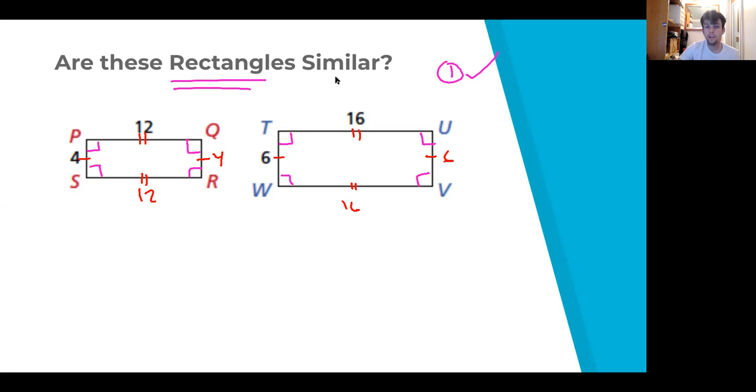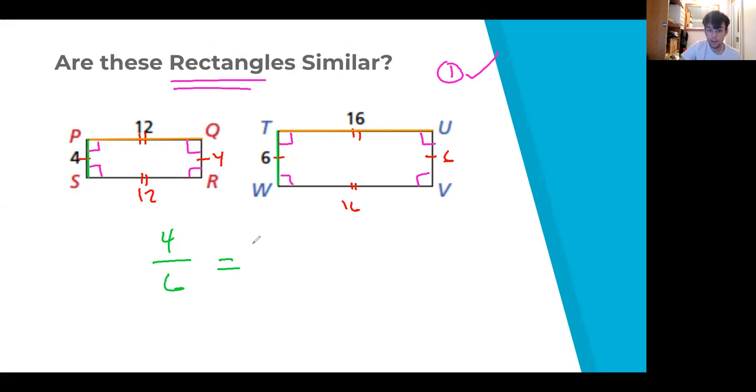So what we're dealing with here is we want to make sure that if we write ratios of the corresponding sides, this side here, PS, would have to correspond with this side, TW. Those are the short sides of our rectangles. So this ratio needs to equal a ratio of any of the other corresponding sides. And so the other corresponding sides I want to look at here are 12 and 16.